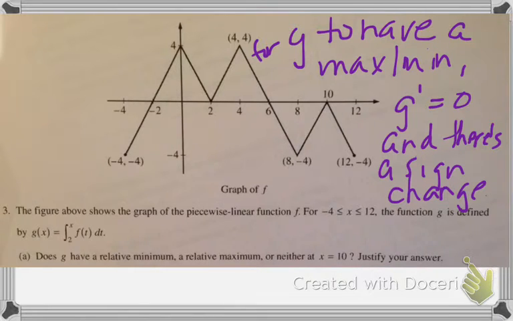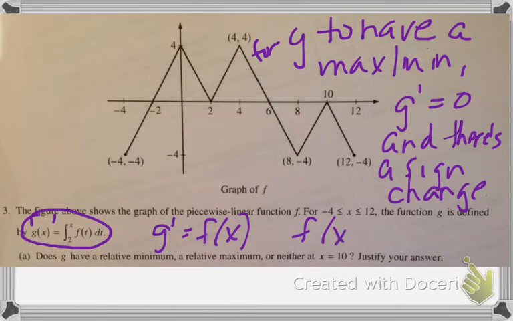So when does G prime equal 0? Well, we have G right here. If we take the derivative of both sides, we're just going to get that G prime equals f of x. That's the second fundamental theorem of calculus. So where does f of x equal 0 and have a sign change? So this is the graph of f.